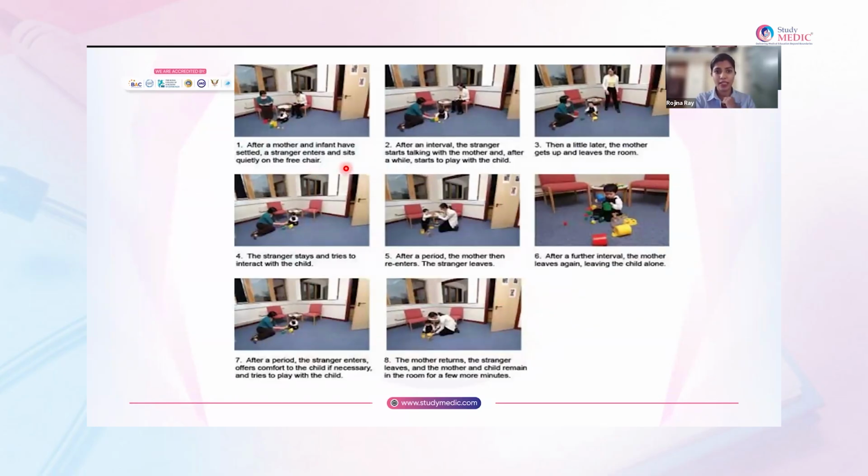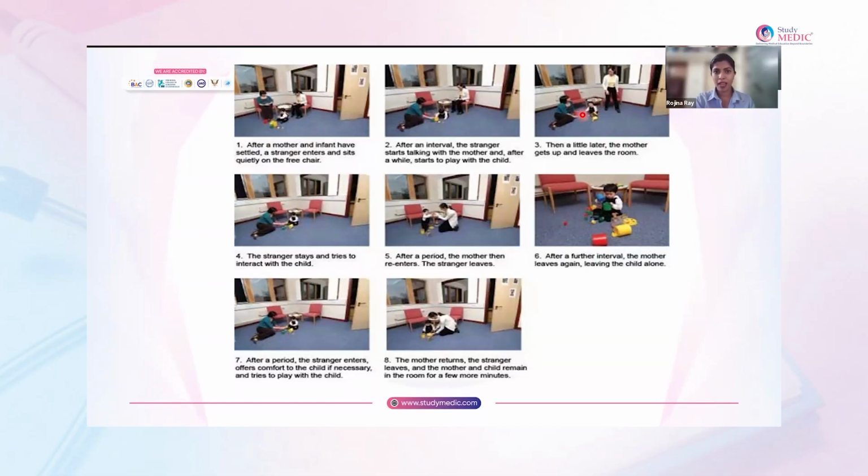There are a total of 7 steps, and in these 7 steps there are 2 situations of reunion and 2 situations of separation. So let me clarify further, simply. Firstly, the child is with the parent, comfortably. Then a stranger comes, and Mary Ainsworth observed how the reaction is. Then the parent leaves and the child is with the stranger.